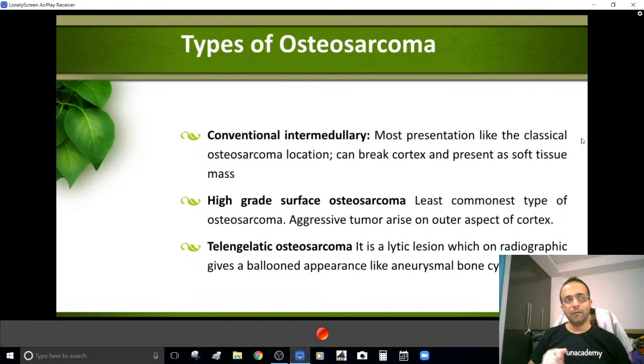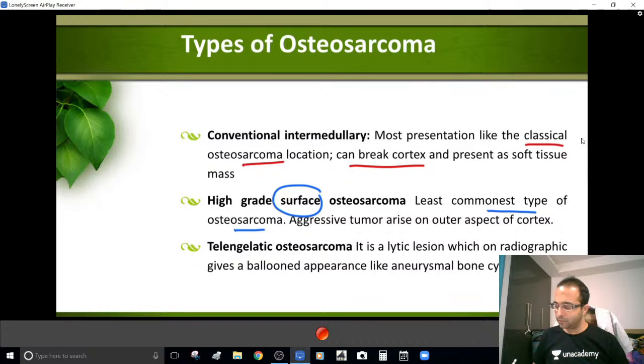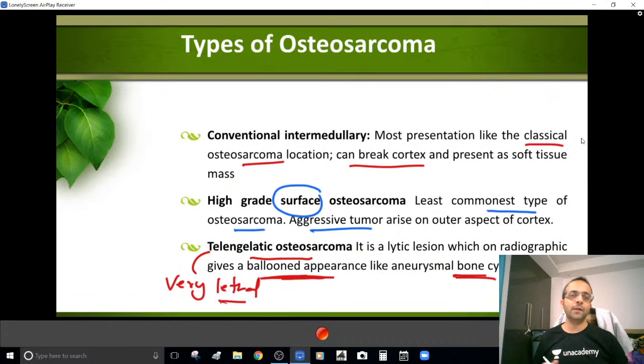And yes, a word about various types of osteosarcoma. The classical osteosarcoma would begin in the metaphyses in the medullary canal and then spread out. That will be the classical pattern, breaking the cortex, going on to involve the soft tissue. But you also have a variant called surface osteosarcoma that begins on the cortex and is a relatively very aggressive tumor. But you also have a telangiectatic variant where you have a ballooned appearance like an aneurysmal bone cyst, and this is very lethal. So these are some of the variants of the conventional osteosarcoma that you need to know.